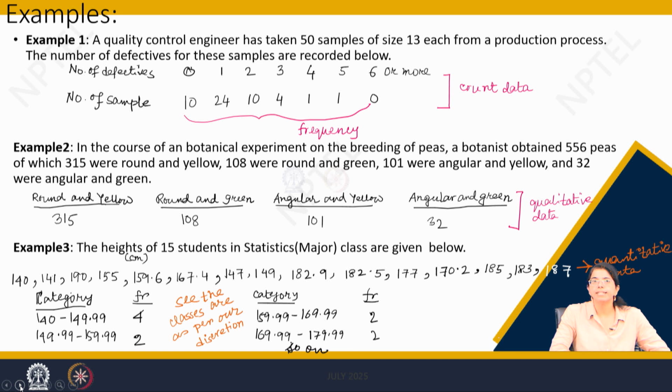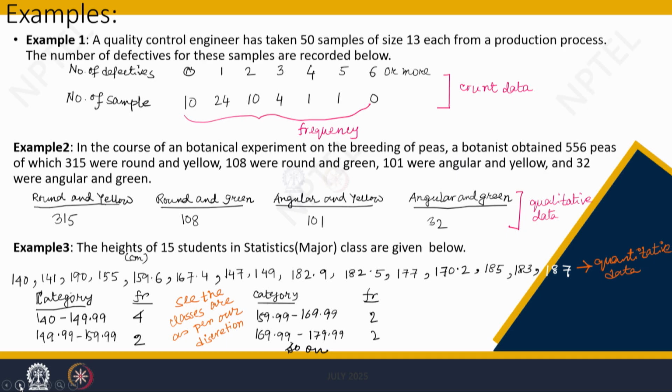And getting down to example 2, it's a very interesting example for the biological student, I presume, not only for the biological student but for us also. In the course of a botanical experiment on the breeding of peas, a botanist obtained 556 peas, of which 315 were round and yellow and 108 were round and green, 101 were angular and yellow, and 32 were angular and green. So these are 4 categories, 4 classes, and you will have the number of observations falling in those classes. So it is qualitative data.